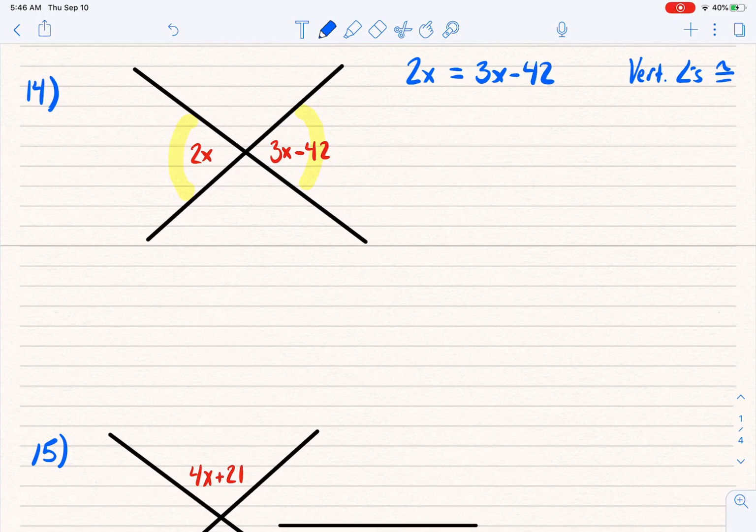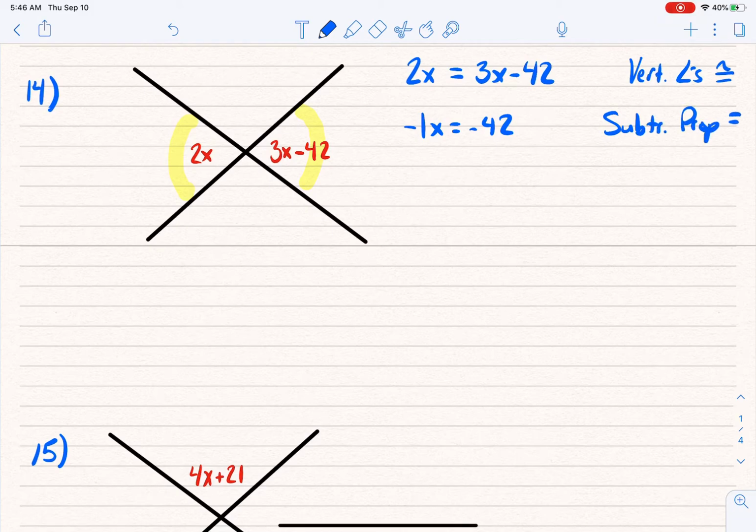Okay. Next, I could go ahead and subtract 2x from both sides, but that would leave 0 on one side, which there's nothing wrong with, but sometimes it's a little confusing for people. So I'm going to go ahead and subtract 3x from both sides, which is going to give me -1x over here and -42 over here. And that's the subtraction property of equality.